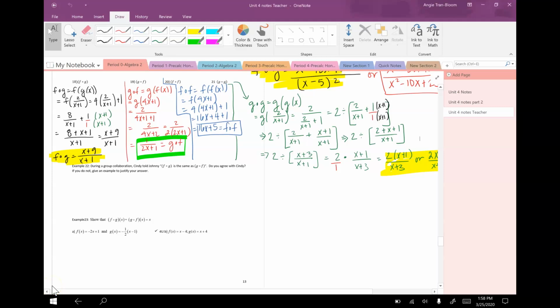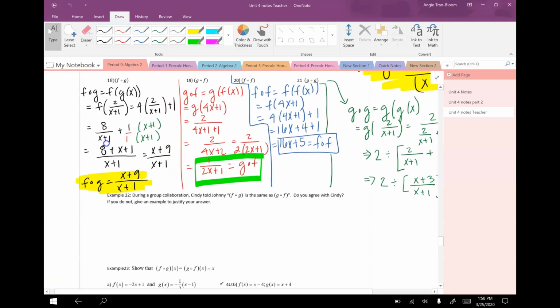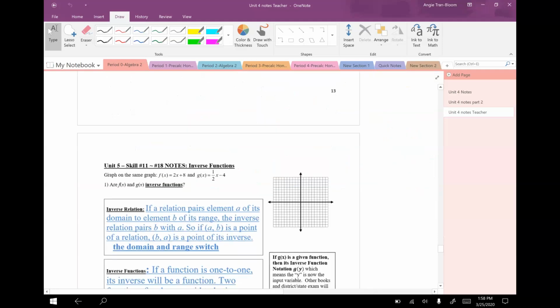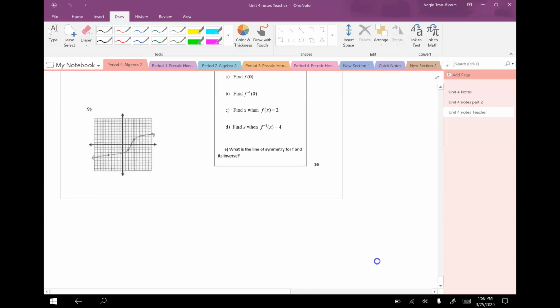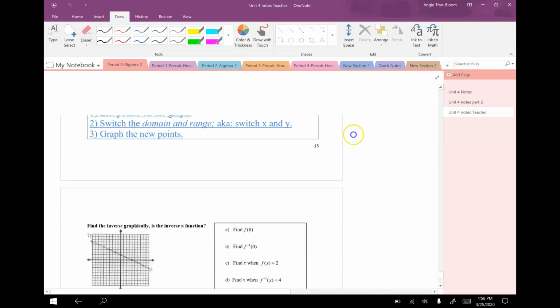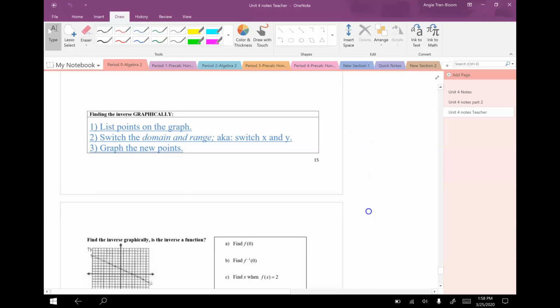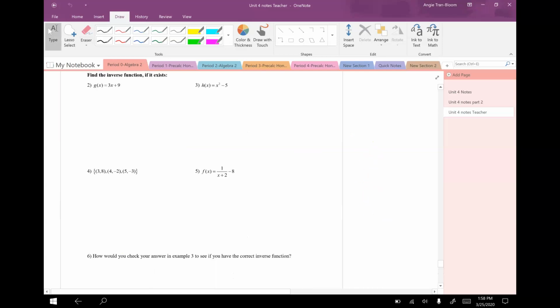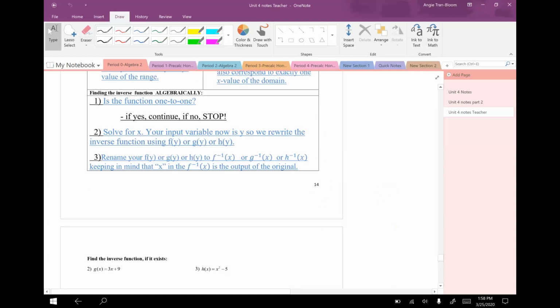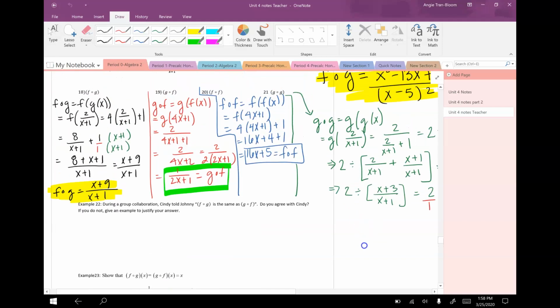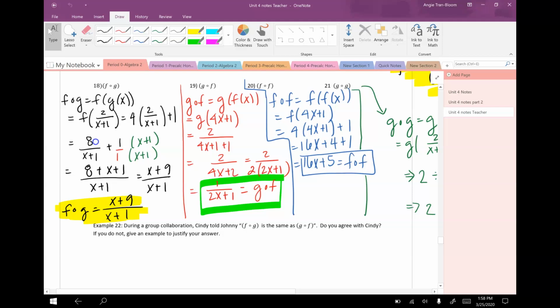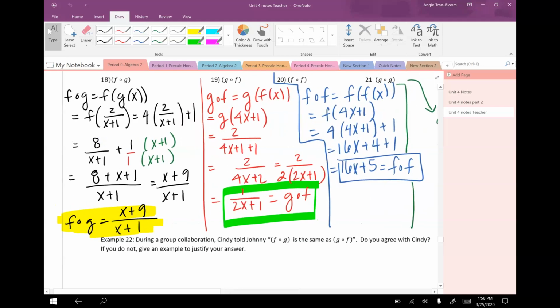Hey guys, this is part 3 of our composition of functions. Let me go back and show you the answers to your check for understanding from the last video that we completed. Let me find it. Here we go. Let me make it bigger so you can see the answers, and I will go to the right until you see all 4 answers. And again, feel free to hit pause if you need to see the work, okay?